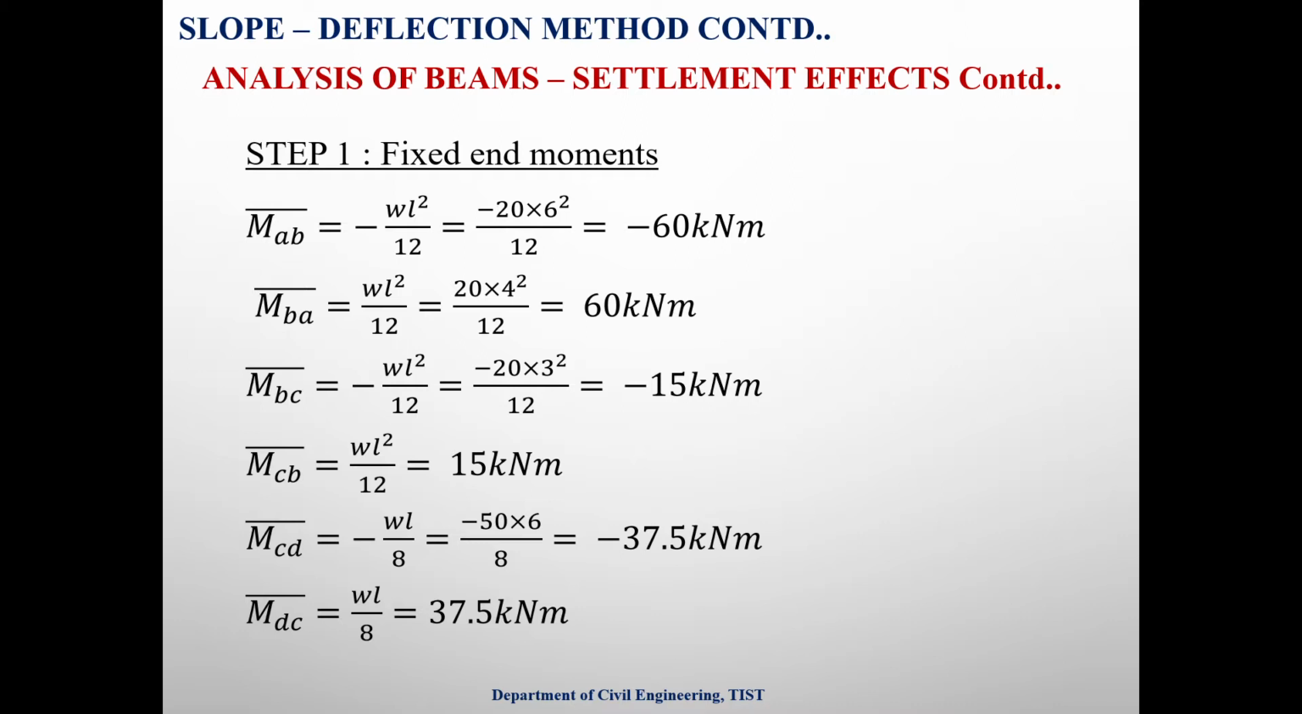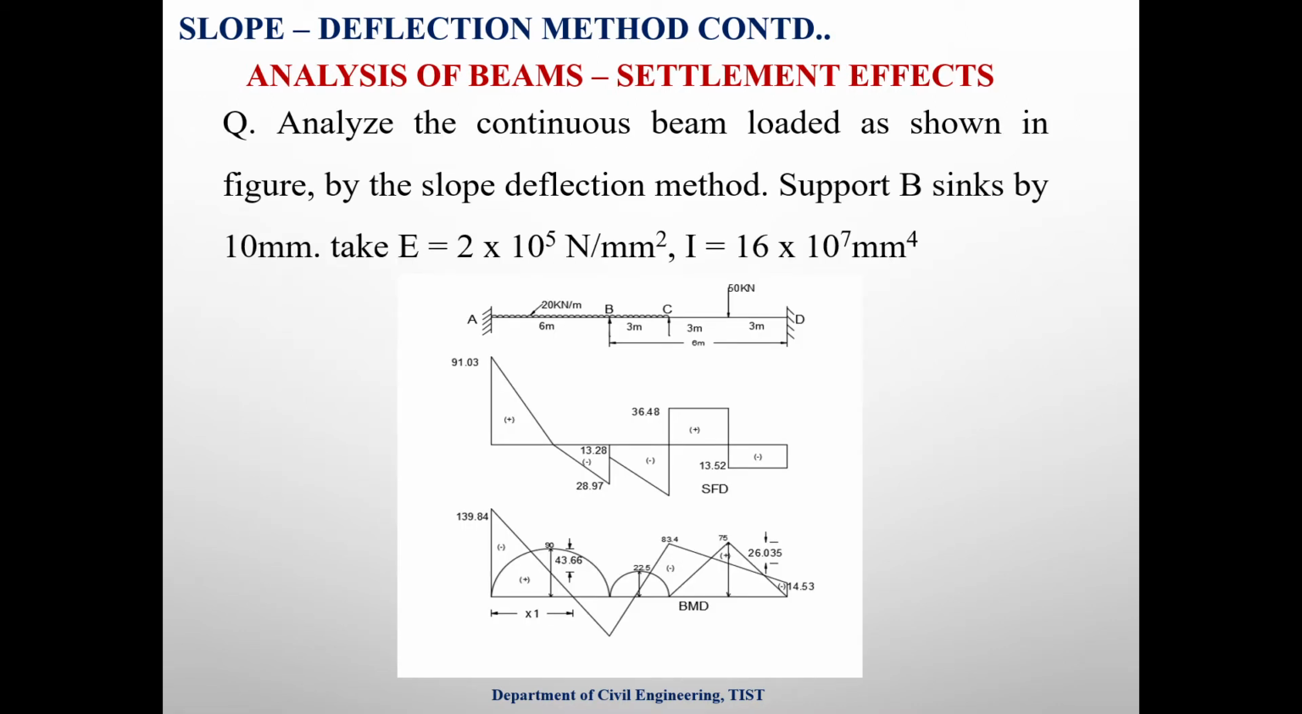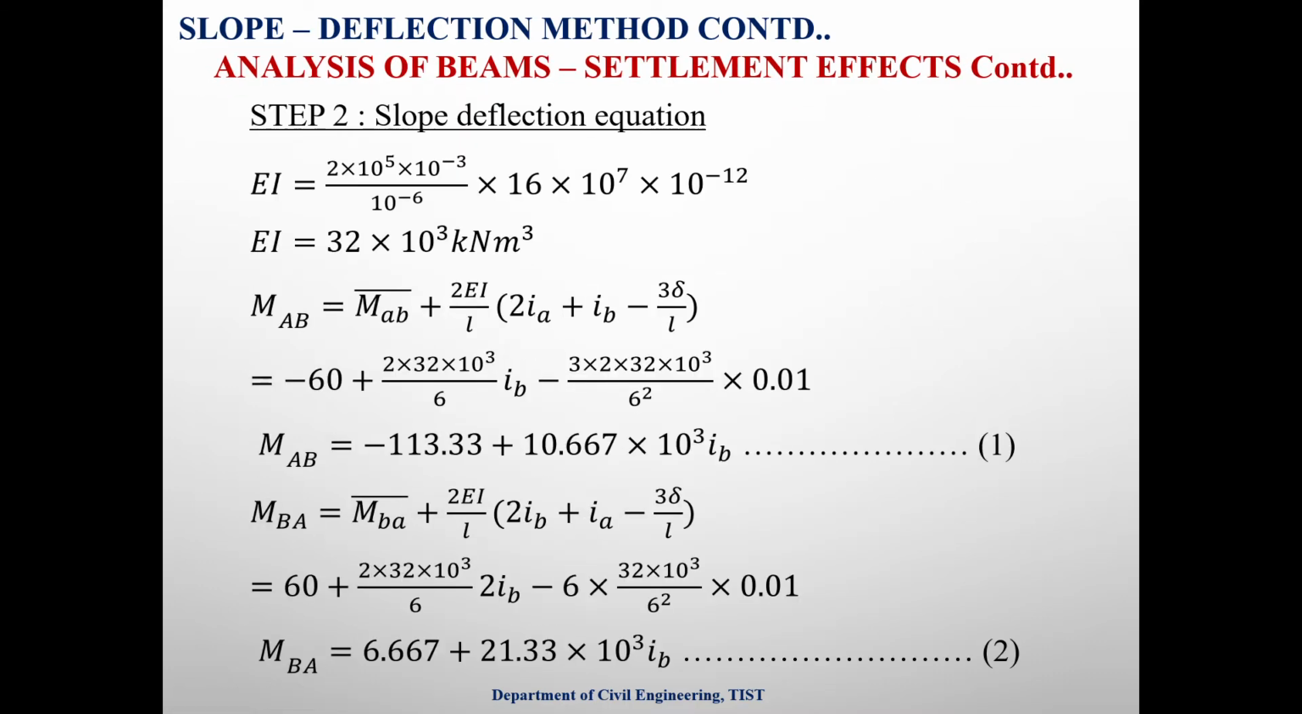Then what is the next step? Step 2 is the slope deflection equation. As you know, the slope deflection equation is MAB equal to M bar AB plus 2EI by L into (2θA plus θB minus 3 delta by L). Before moving into the slope deflection equation, it is better to find out the value of EI in kilonewton and meter, so we can substitute the values directly here.